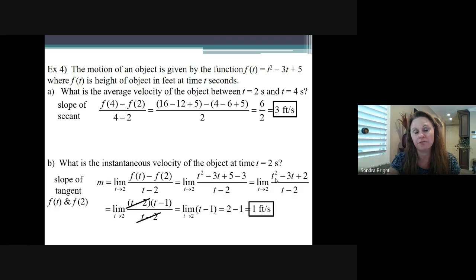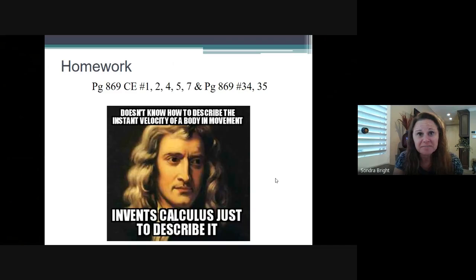It's going 1 foot per second versus the average rate, which makes sense, since it's a parabola. Normally when we talk about the height of a ball, it's an upside down parabola. This happens to be one opening up. Okay, we'll keep going. And we're done.